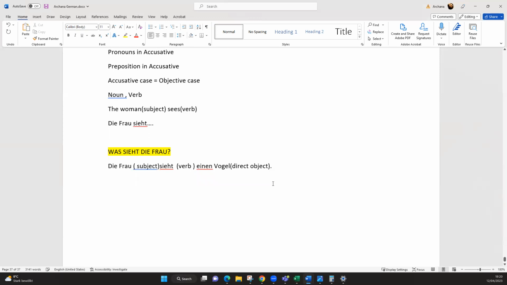So I will talk about some more examples. Say, I see the man. Ich sehe den Mann. So if I see the man, I is the subject, see is the verb, and the man is the direct object.